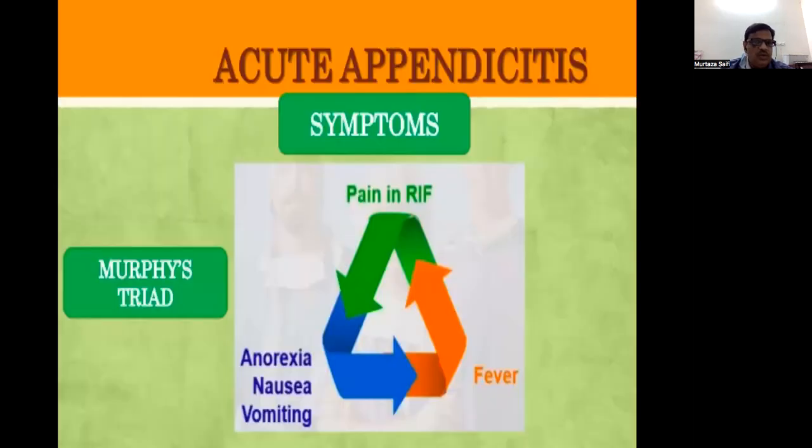These pictures show acute appendicitis symptoms: pain in the right iliac fossa, fever, anorexia, nausea, and vomiting. These three are Murphy's triad: pain, fever, and nausea and vomiting. This is called Murphy's triad. It's very important, everybody must know. If a patient has pain in the right iliac fossa with fever, anorexia, nausea, and vomiting, these are the features of acute appendicitis. This is called Murphy's triad.